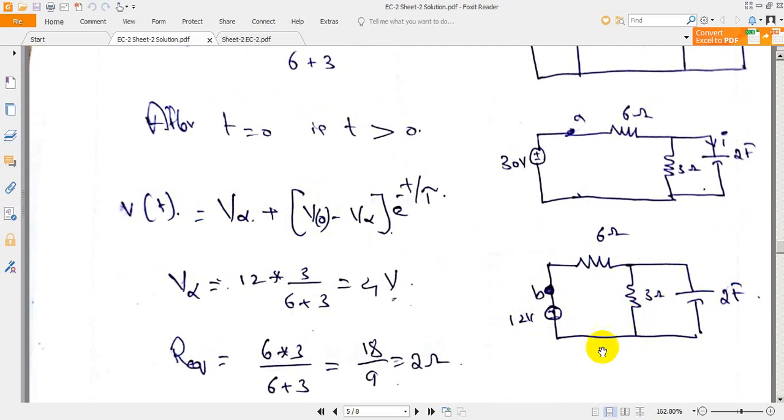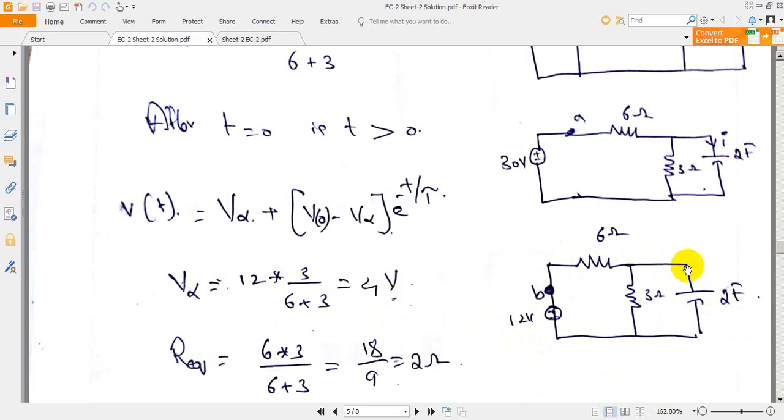As it is a step response, the equation of the voltage across the capacitor will be V of t equal to V infinity plus V0 minus V infinity into e power minus t by tau. So V naught is already calculated. V infinity has to be calculated, tau has to be calculated. V infinity, for this circuit, is the supply voltage, total voltage into the same resistance we are going to evaluate divided by the total resistance. 12 into 3 by 6 plus 3, which is equal to 4 volts.